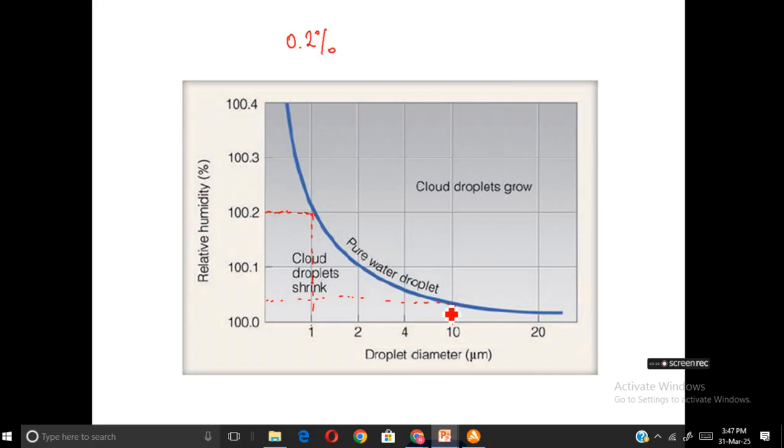So for larger droplets, the amount of supersaturation required to keep the droplet in equilibrium is small, whereas for smaller droplets, a very large level of supersaturation is required for the droplet to remain intact. So the greater the curvature of the droplet, the higher the supersaturation needed to keep the droplet in equilibrium. So this is basically known as the curvature effect.